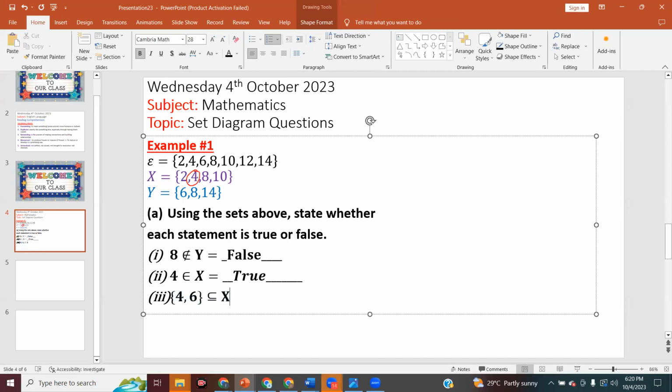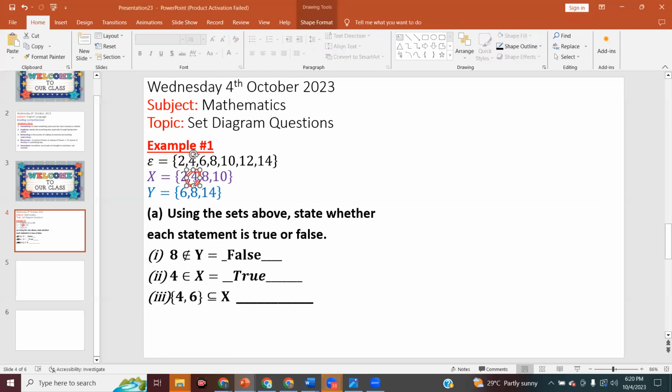Put your answers inside the chat, please. Is it true or is it false? The set 4, 6 is a subset of X. Is that true or is that false? Put your answers inside the chat for me, please.